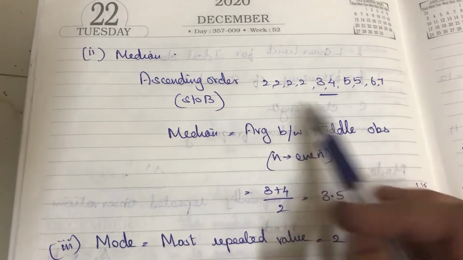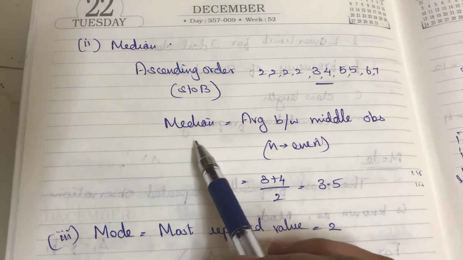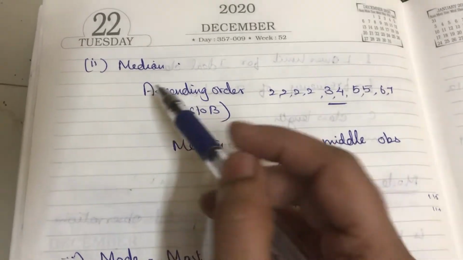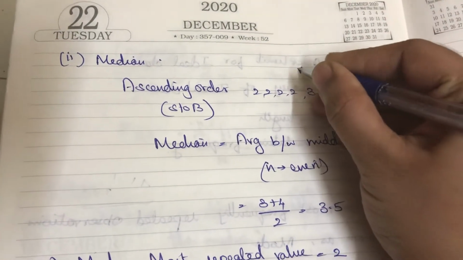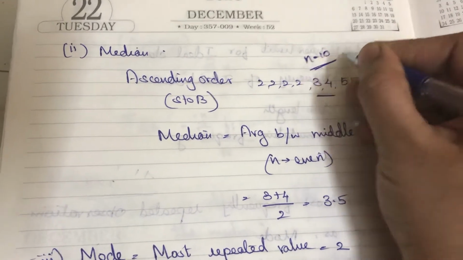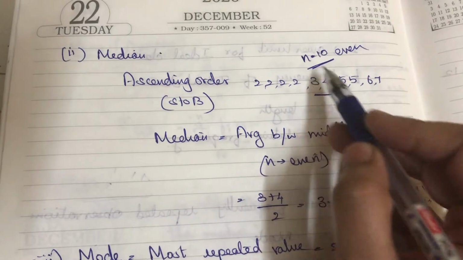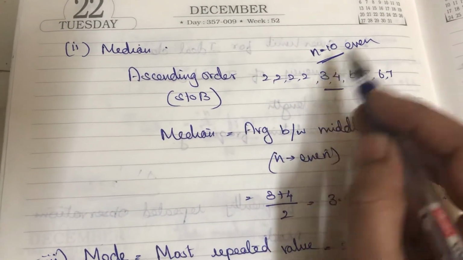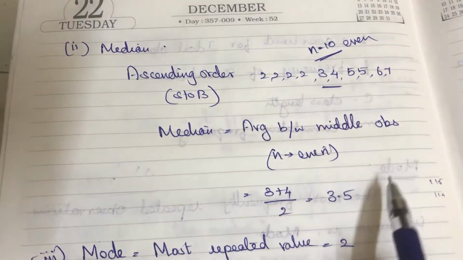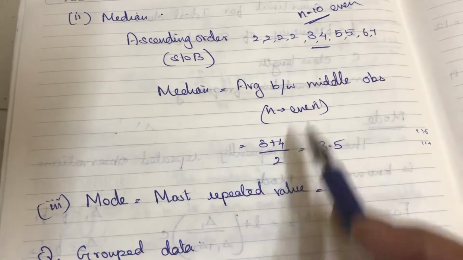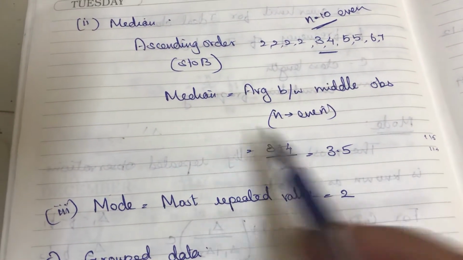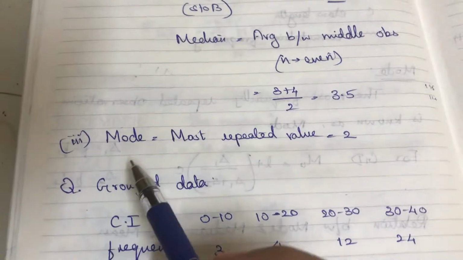So I have just arranged it, and you can see here median will be equal to average, because here I have said n will be equal to 10, right? So this is even. So first we need to arrange it, and then we need to take the middle numbers, the middle two numbers. So what is the average, which is nothing but 7 by 2, 3.5. This is the median.